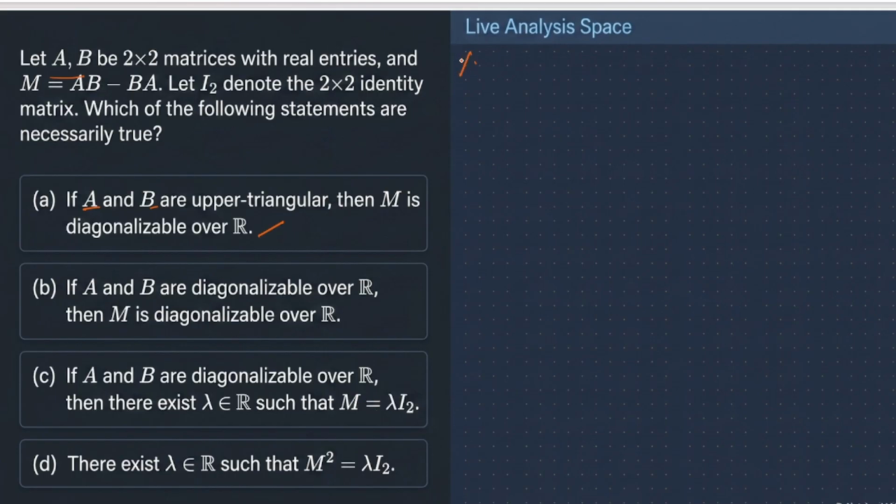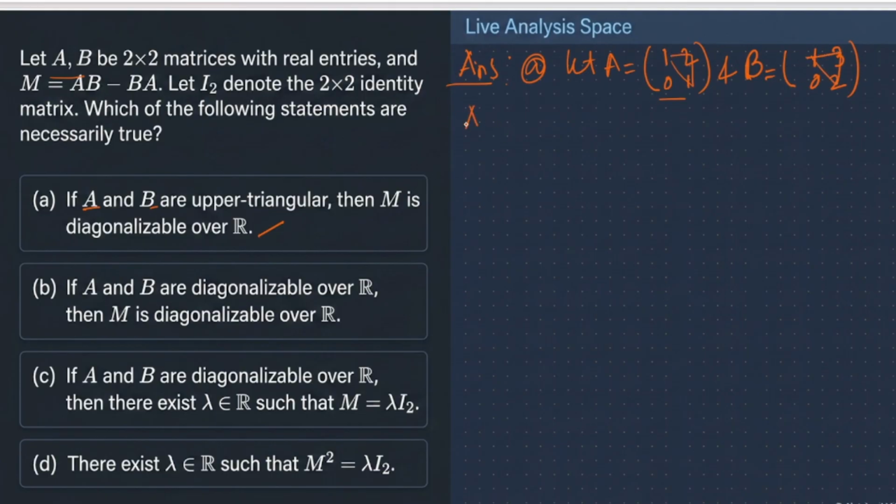Now we are going to solve this problem. We have to check option A. For that, we choose a matrix. Let A equal 1, 2, 0, 1 and another matrix B, that is 1, 3, 0, 2. These two matrices are upper triangular matrices.